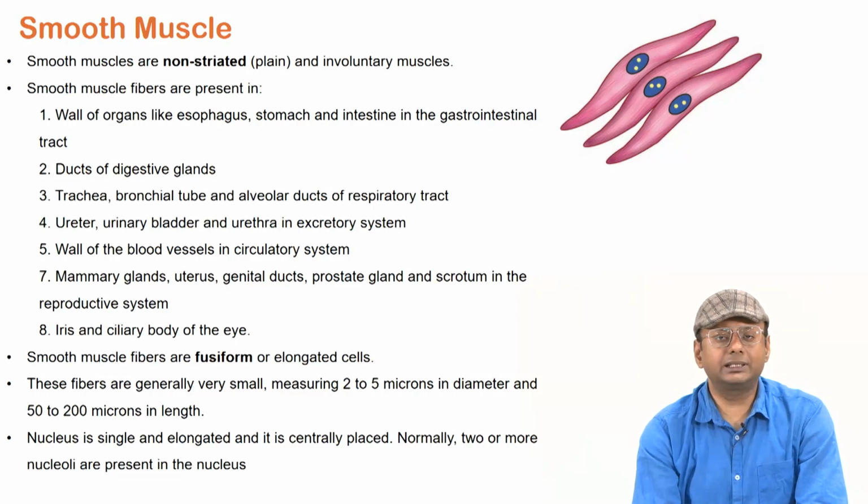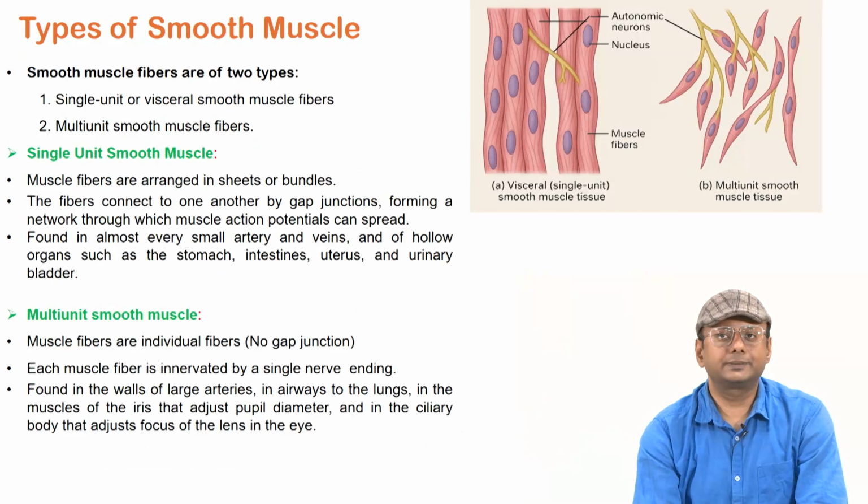These fibers are generally very small, with a diameter of about 2 to 5 micron, and a length of about 50 to 200 micron. The nucleus is single and elongated, mostly present centrally, but generally 2 or more nuclei can be seen inside the cell. So you can see 2 to 3 nuclei can be present.